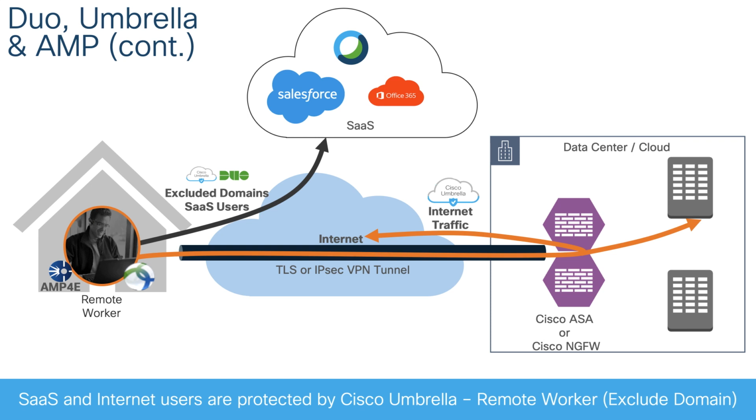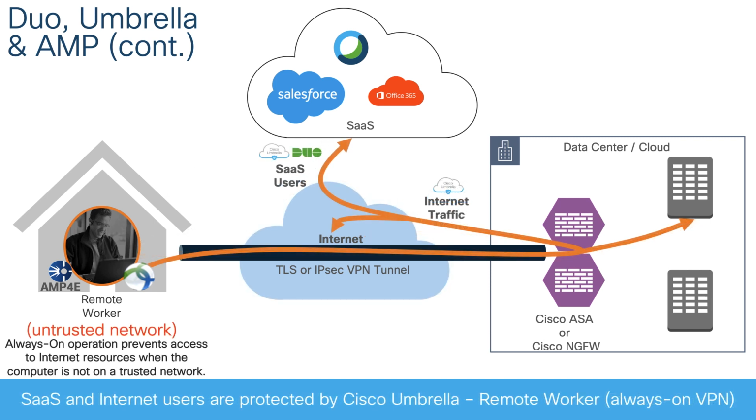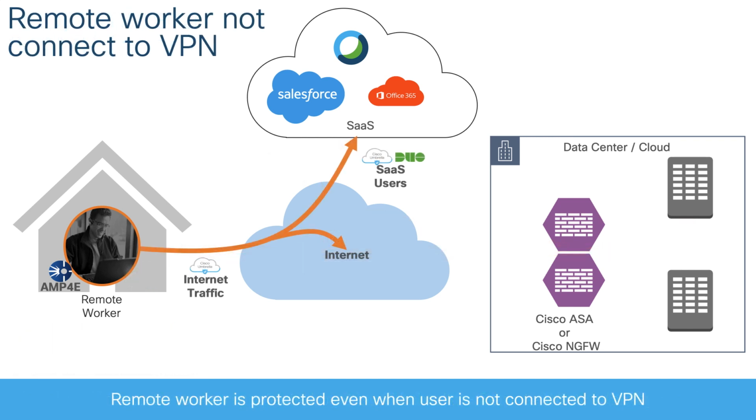these as well. So even with the exclude domain, you are still protected with Umbrella. So any policy that you have defined in Umbrella or Duo, that policy is going to be still applied to that remote worker, and even the AMP for endpoint will still function on that user. If you are connected to the untrusted network and you have always on VPN, so everything will go back to your cloud or data center, and from there you can apply your Umbrella policies, Duo policies, and AMP policies.